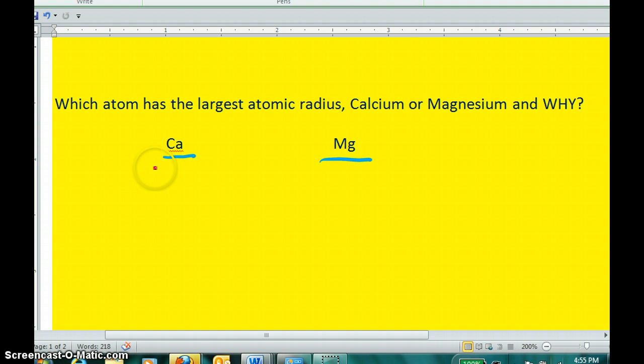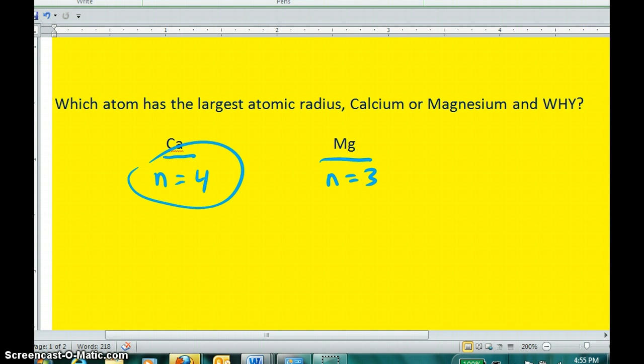For any neutral atom, its valence level is the same as its period. So yes, calcium has a valence level of n equals 4. That's where its farthest electrons are found. But magnesium actually has a lower valence level of 3. Therefore, if we're going to say who has the larger radius, who has the greater distance from the center of the nucleus to the valence level electrons, well, that has to go to calcium.